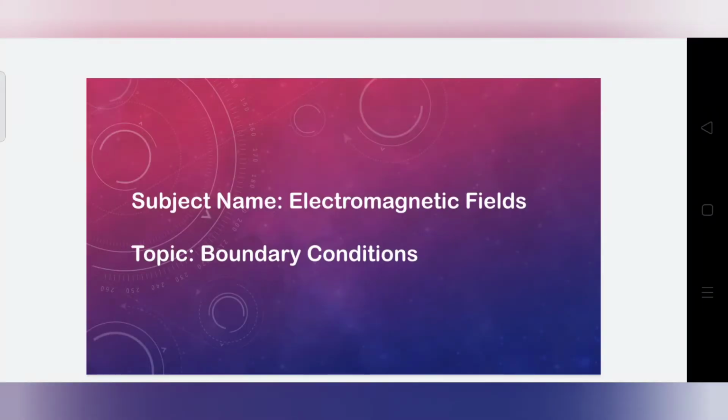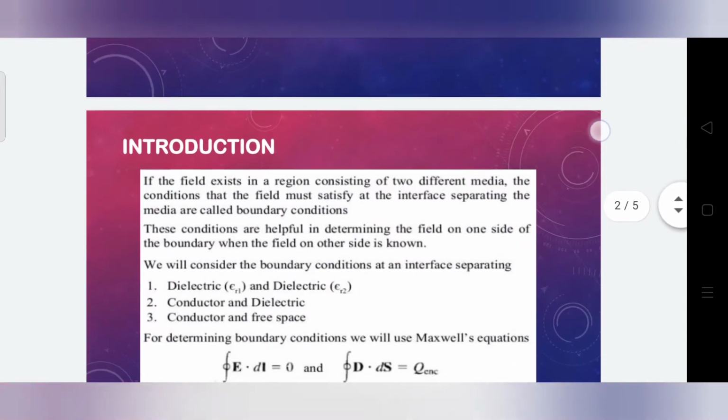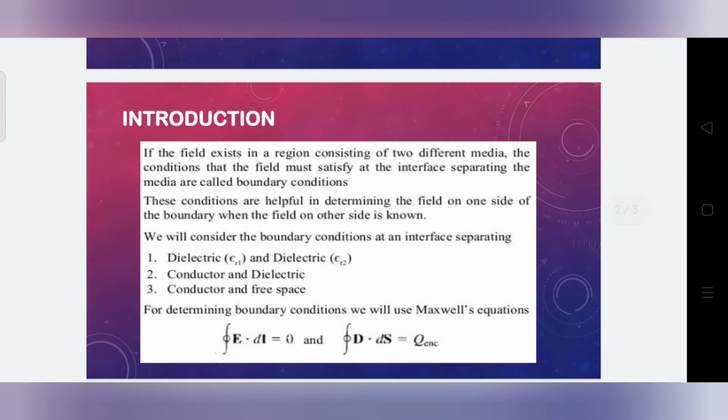Students, in this video we are going to see about boundary conditions. If the field exists in a region consisting of two different media, it may be one air media and the other one a conducting media or conductor. The conditions that the field must satisfy at the interface separating the media are called boundary conditions.